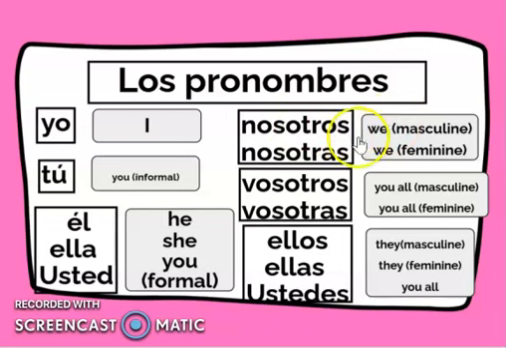Nosotros, we masculine. Nosotras, we feminine. Vosotros, you all masculine. Vosotras, you all feminine. Ellos, they masculine. Ellas, they feminine. Ustedes, you all. Okay? So make sure you are going over these.